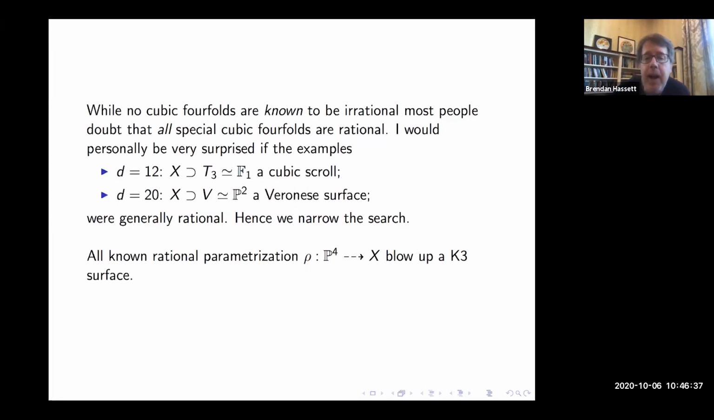So the common denominator among all the known rational parameterizations is that they blow up a K3 surface. And so that's a motivation for what's coming next.